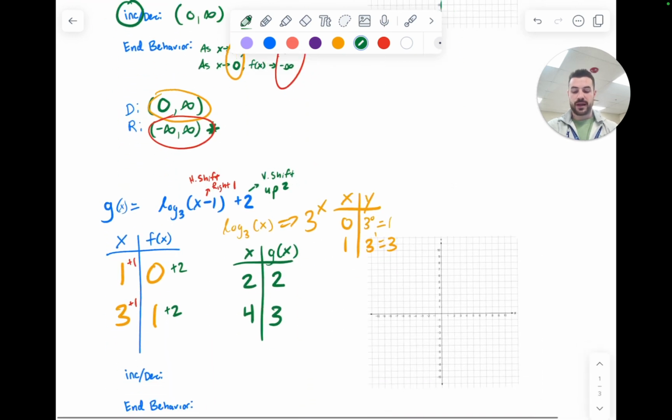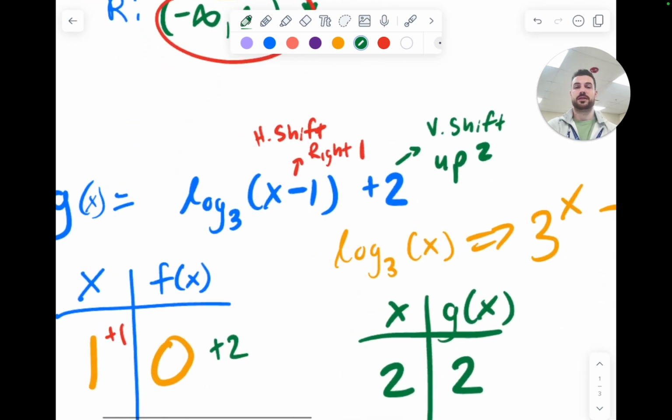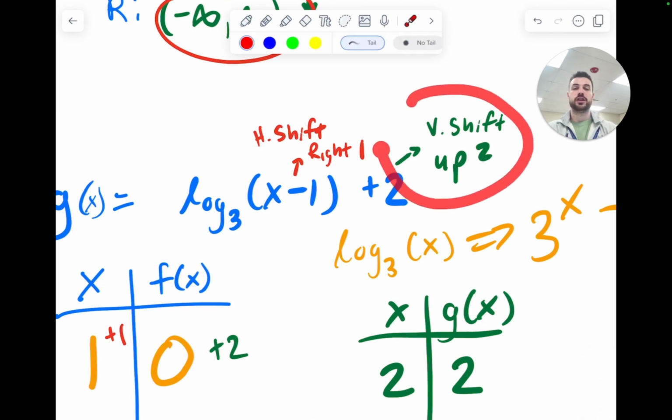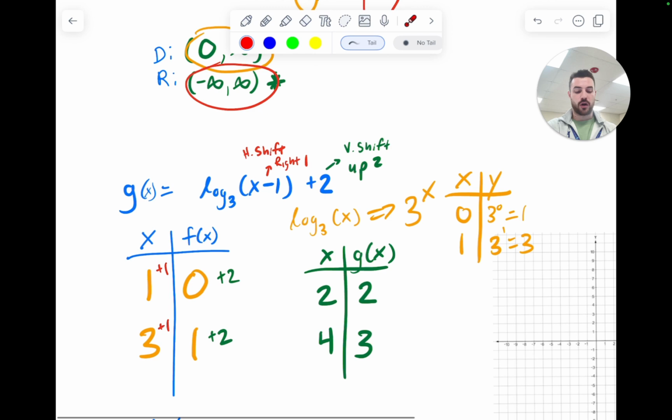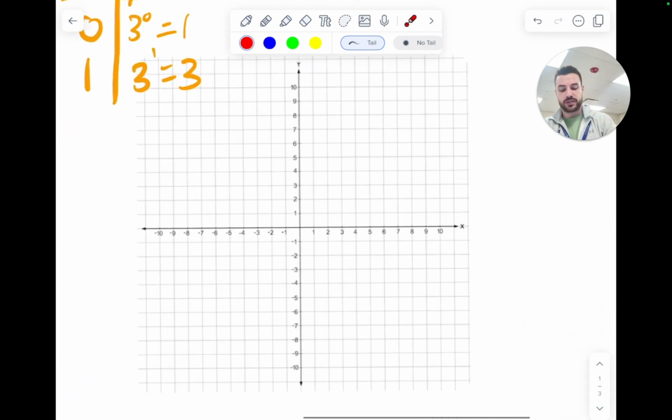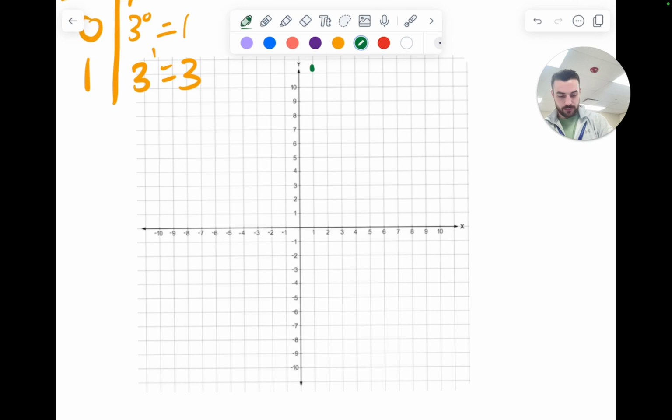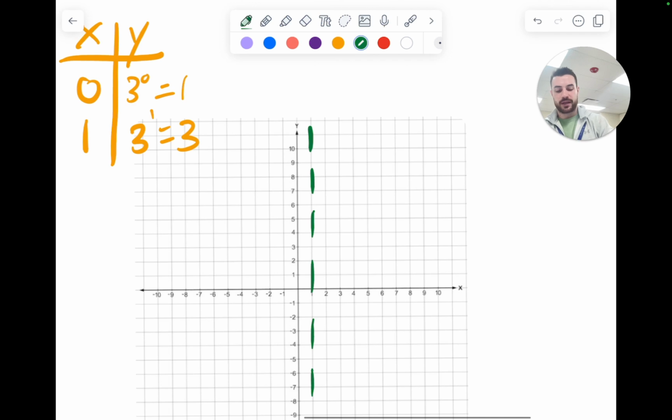Well, if you think about it, everything is shifted to the right 1. It doesn't matter if we're shifting a line, a vertical line up or down. That doesn't change anything because it's always continuous in both directions. But that horizontal shift right is going to be important because it not only shifts our points, but it will also shift our asymptote from 0 to 1. So our vertical asymptote is going to be at x equals 1.